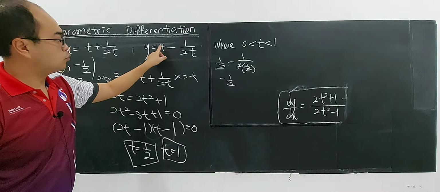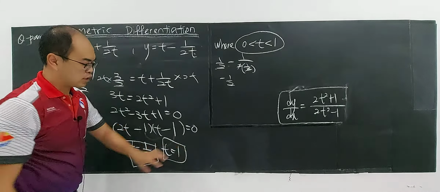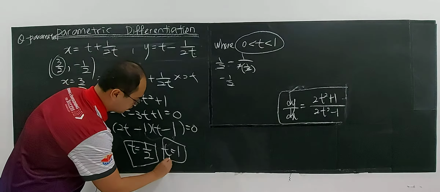So it means that t equals 1 cannot be accepted. The question already tells you t is between 0 and 1, right? So you have to reject t equals 1. One reason is that putting in t equals 1, you cannot get the value of y to be negative 1 over 2. So that's the reason I reject this. Now t equals 1 over 2 is the value suitable for finding dy/dx.